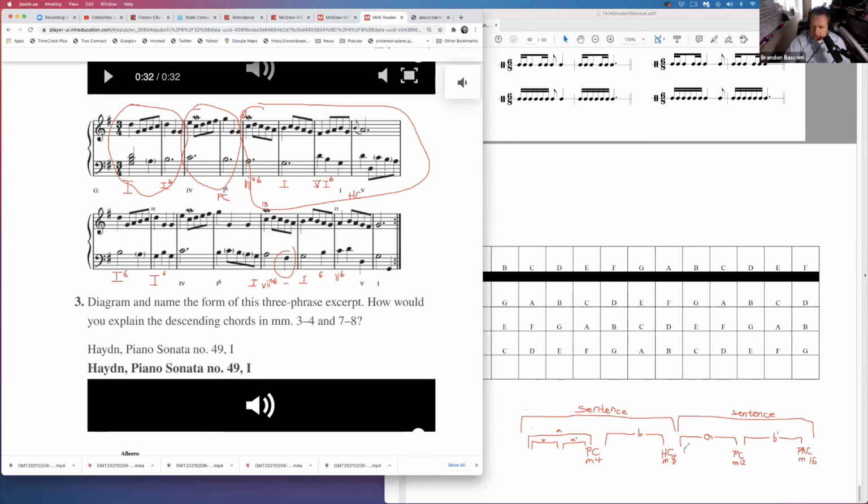So we have an X and an X prime in here too.